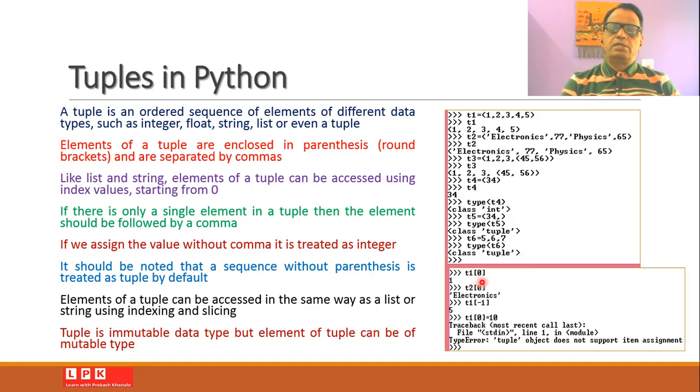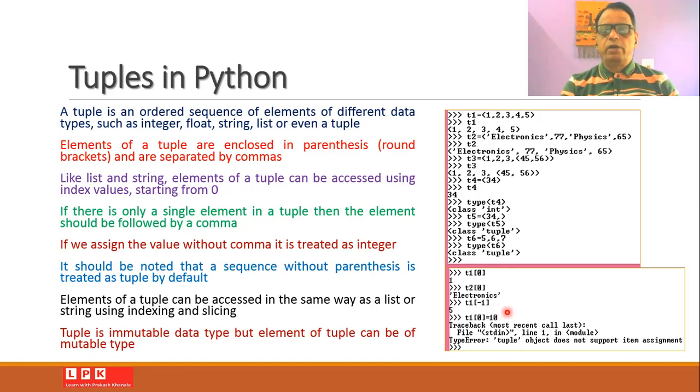When I want to access the first element of T1, I write T1 with 0 in the square brackets, and I will get 1. T2 0, I will get electronics. T1 minus 1: whenever we make use of minus, we scan the element from the right hand side, and therefore I will get 5.